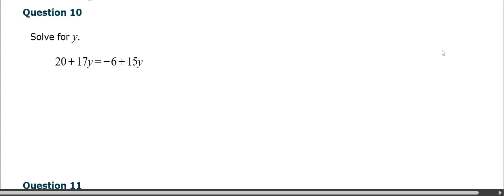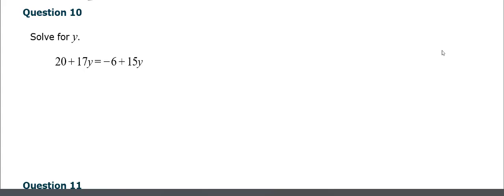Number 10, solve for y. We have 20 plus 17y equals negative 6 plus 15y. So we can't do anything on the left-hand side as far as combining like terms. Same thing on the right-hand side. So we need to isolate our variable. So you choose which side you want your variable to be on. There's no right or wrong answer. I'm going to isolate my variable on the left-hand side.